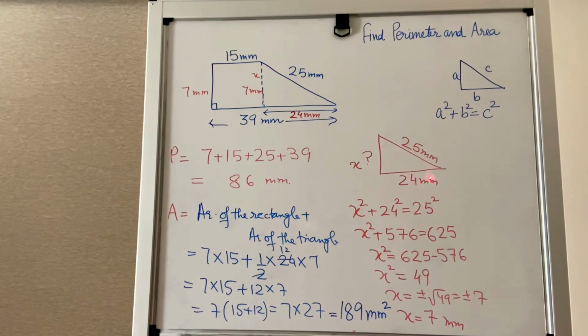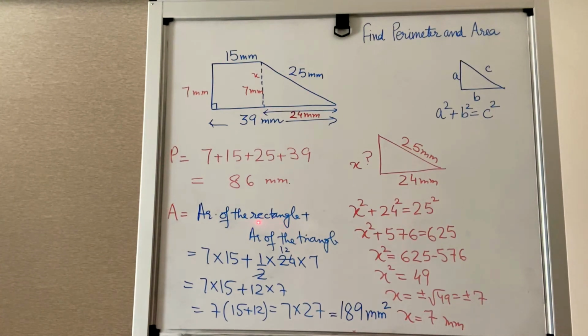So this is forming one right triangle separately, with the shorter side unknown, so we have to transform the formula. We have just put the values as they are and calculated x to be 7 millimeters. Once you have 7, the x value, the same is here. And then the perimeter is adding all the exterior side lengths. So this is 7, 15, 25, 39, all added to 86 millimeters.